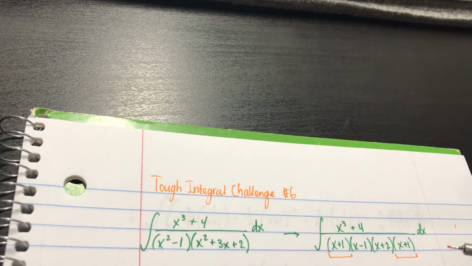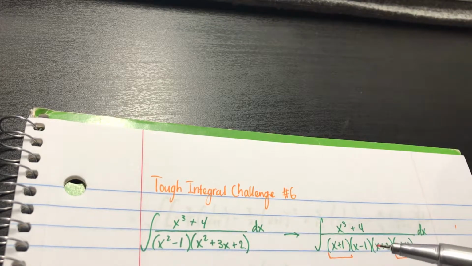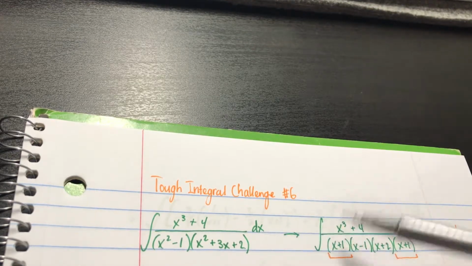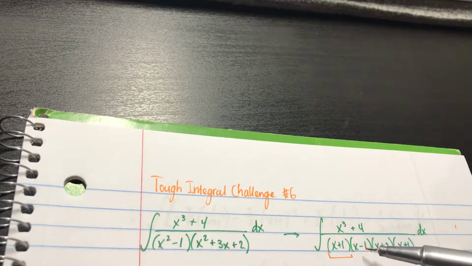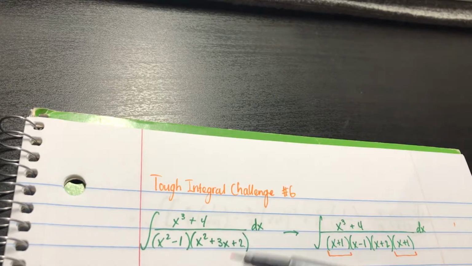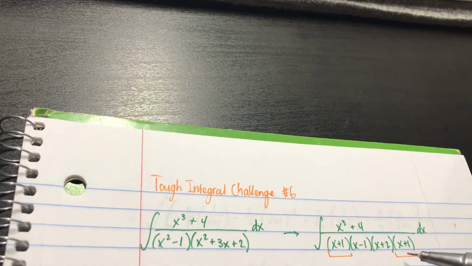Now, for this integral, we're going to have to use partial fraction integration, and really what that means is we're going to have to simplify the denominator into its smallest terms. And what I mean by that is we can modify this function so that it's the integral of (x cubed plus 4) over (x plus 1) times (x minus 1), which we got from this x squared minus 1. And when we simplify this polynomial, what we get is x plus 2 and x plus 1.